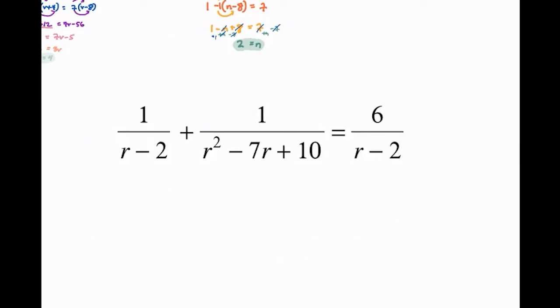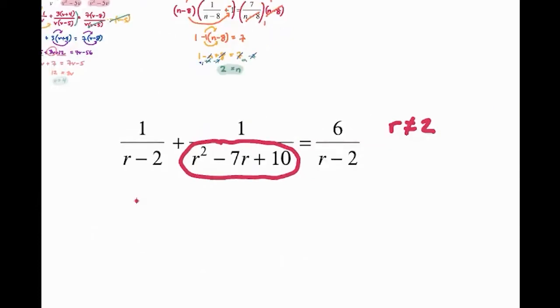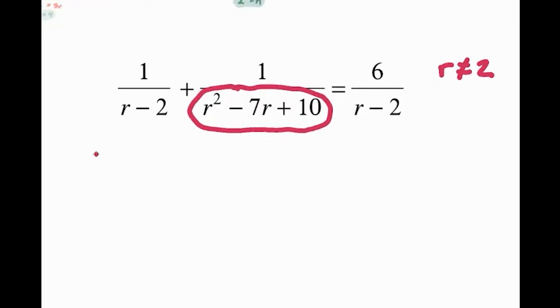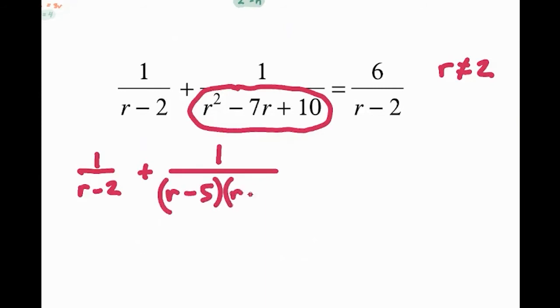Okay, this one, right away you can look at it and say, r cannot be equal to 2 because then you'd be dividing by 0. But there might be something else in here as well because there's 2 solutions where this is equal to 0 because it's quadratic. So long story short, what you're going to need to do here is factor everything first before trying to solve. So 1 over r minus 2 plus 1 over that whole thing there is going to factor to, I think, negative 5 and negative 2. So r minus 5 and r minus 2 is equal to 6 over r minus 2.